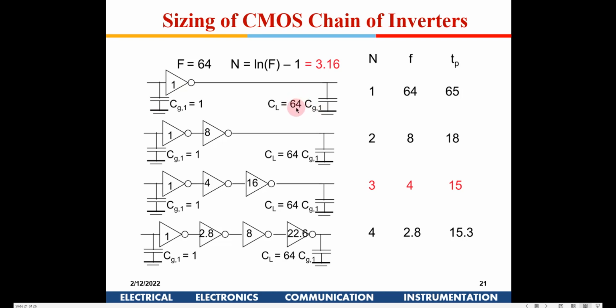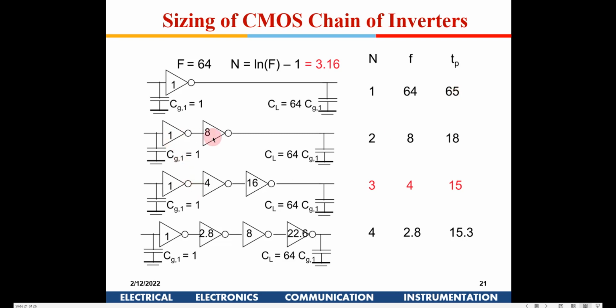So what do I do? Can I use a single inverter or 2 inverters, 3 inverters, 4 inverters? So how to go about it? If I use n equal to 1 out here, then f is equal to 64, and the propagation delay, this is a computed value, is around 65. This is from Rabaey's book, where he had done some simulation results. So he got it as 65 picoseconds.